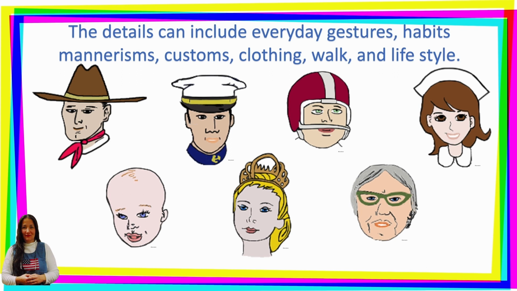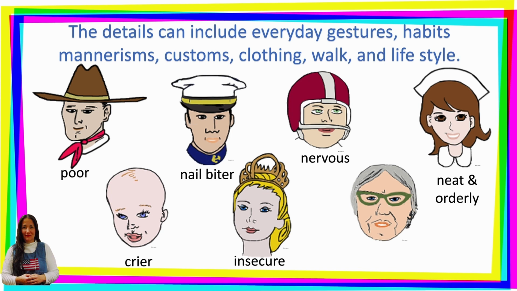customs, clothing, walk, and lifestyle. The cowboy is poor. The sailor is a nail biter. The football player, nervous. The nurse, neat and orderly. The baby, a crier. The student, insecure. The elderly woman, solitary, meaning by herself.